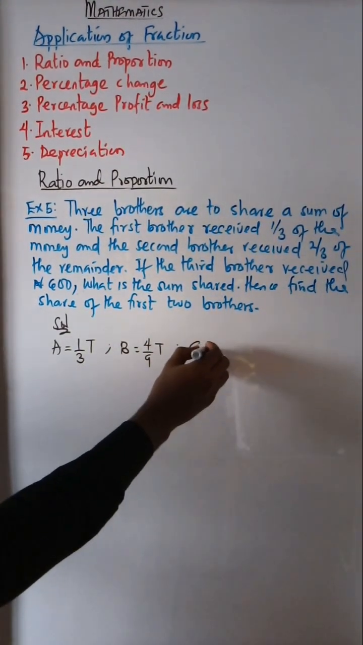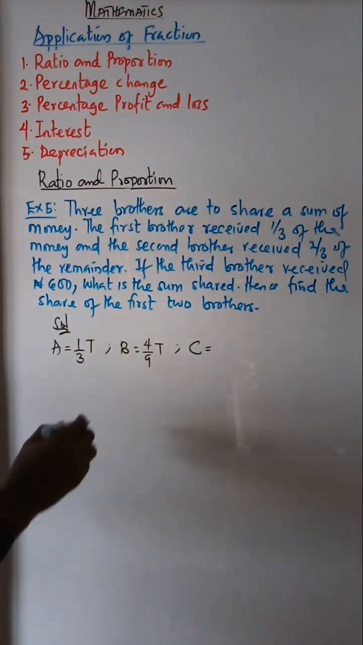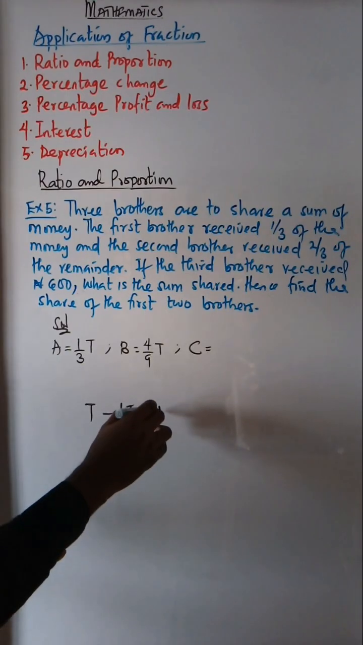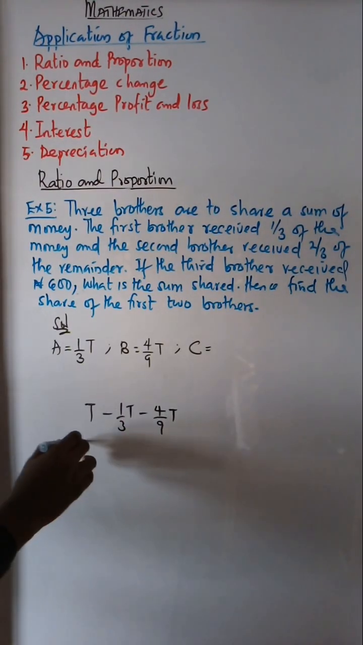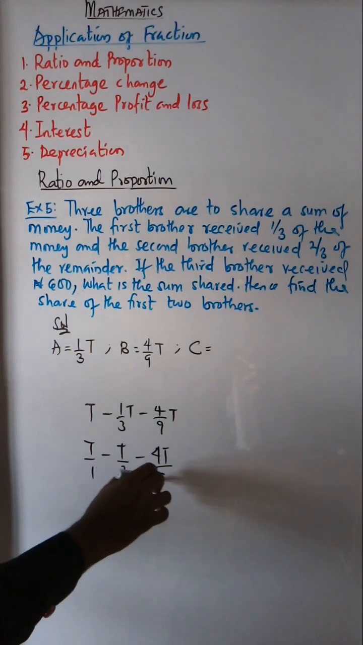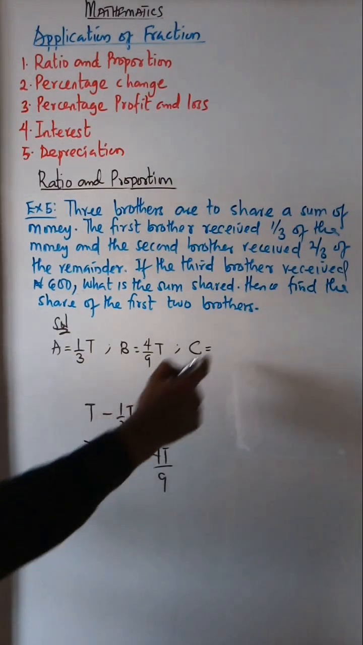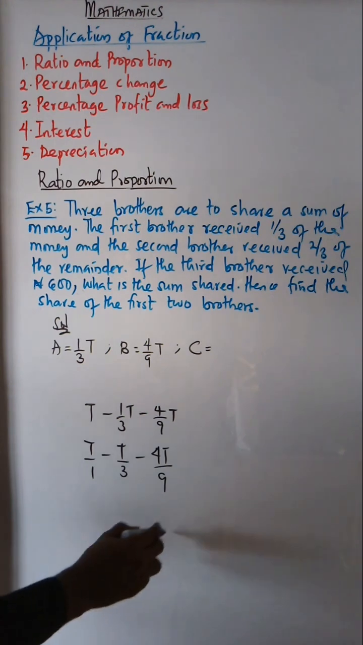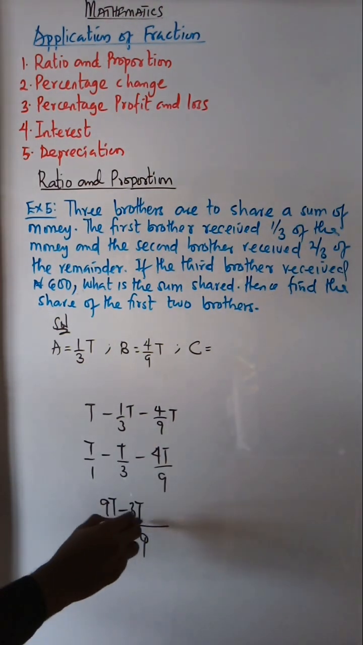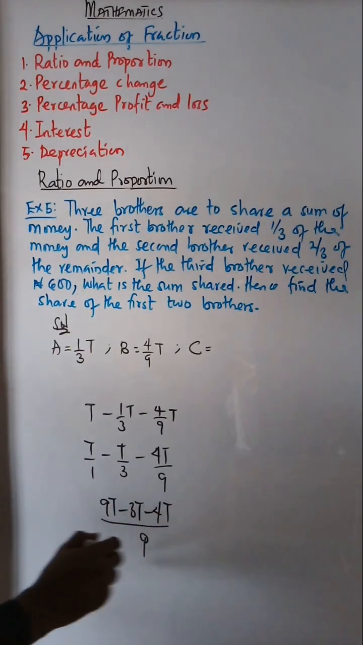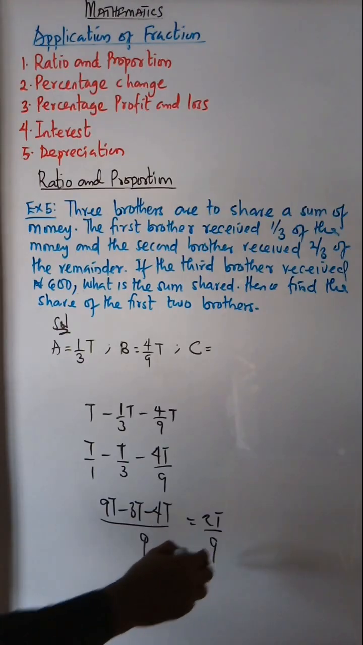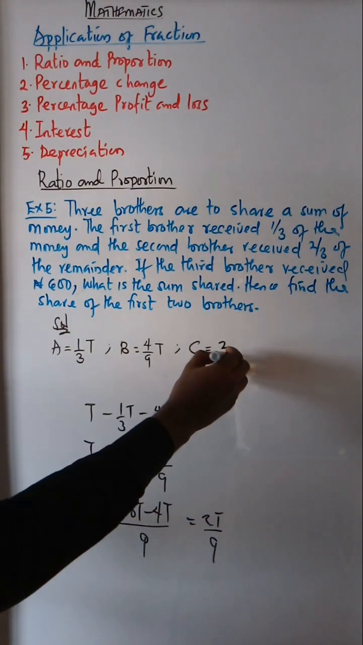Now, since we know the fractions of the first two brothers, let the third brother be C. We can actually get the fraction of the third brother. From the total, we remove the fraction of the first brother and the fraction of the second brother. I can write it as T over 1 minus T over 3 minus 4T over 9. The LCM here is 9. 9T minus 3T minus 4T. 9T minus 3T is 6T, and 6T minus 4T is 2T. So the third brother is taking 2/9 of the total.